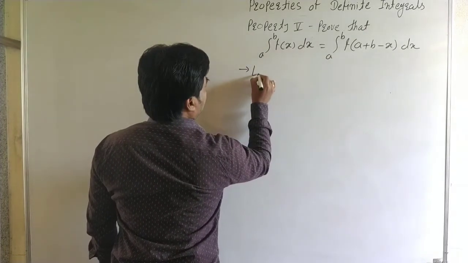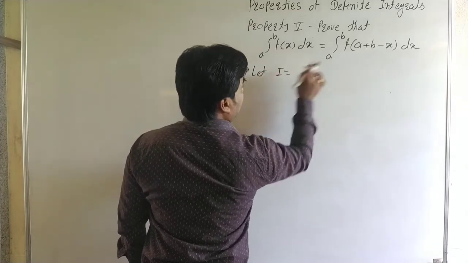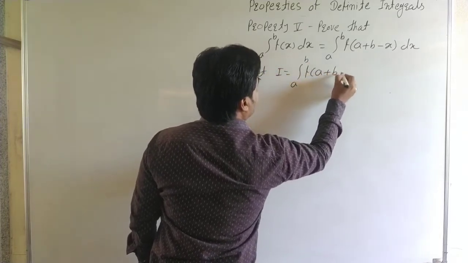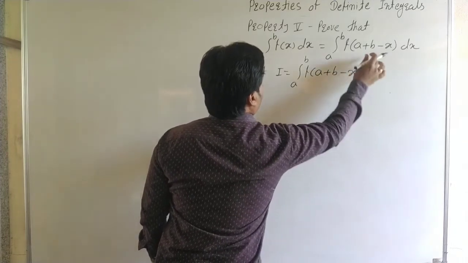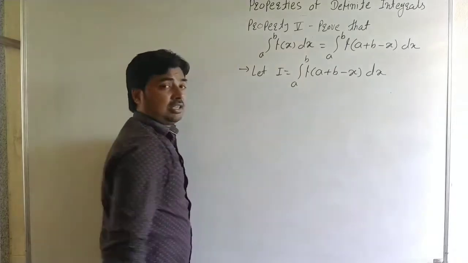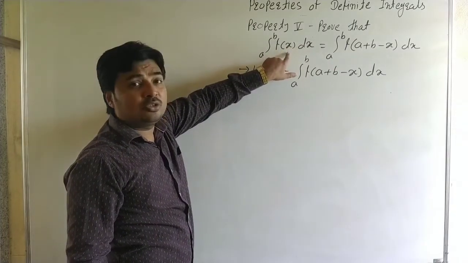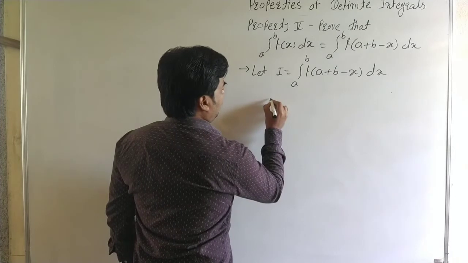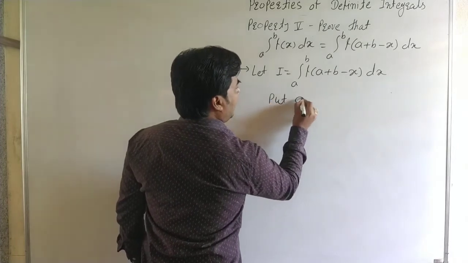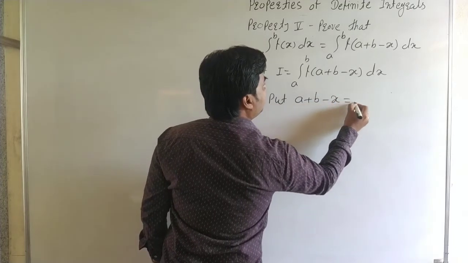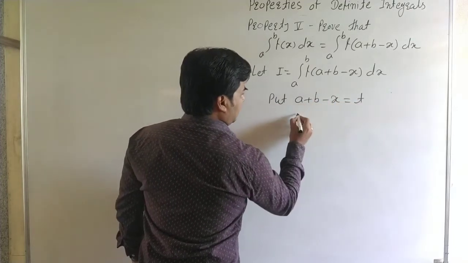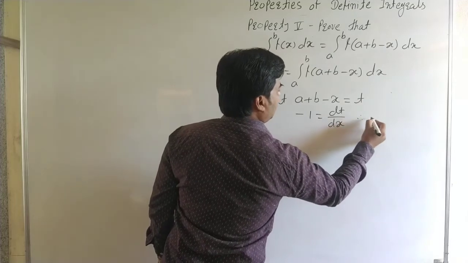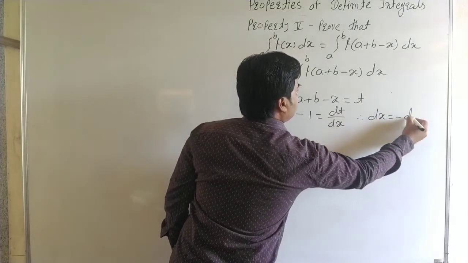Now let, here it is the RHS, integral a to b f of a plus b minus x dx. Now we have only x here, it is a plus b minus x, and in the LHS there is only x. So here we put a plus b minus x is equal to one variable, that is t. Here is a substitution. Then differentiate, it is minus 1 is equal to dt upon dx, and therefore dx is equal to minus dt.